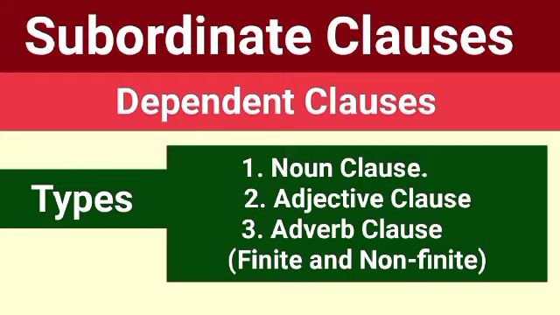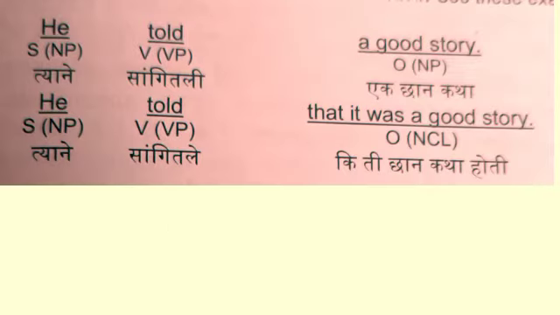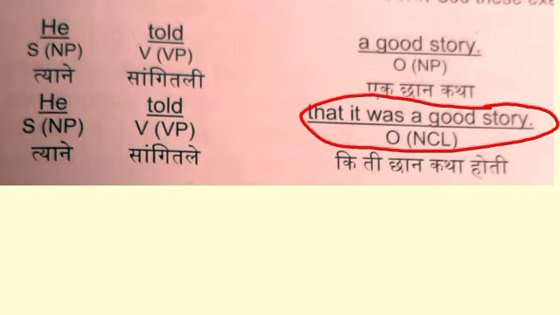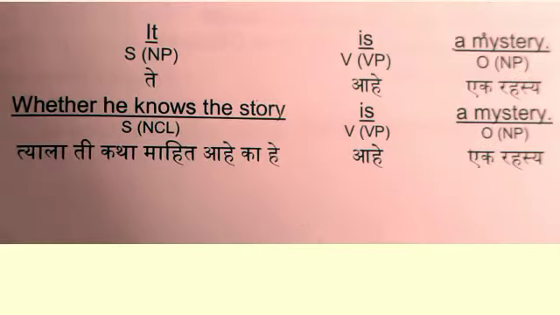For example, there is a sentence, he told a good story. Now, in this sentence, you will find that he is a subject, told is a verb, and a good story is a noun phrase. Now, let us look at another sentence written otherwise. He told that it was a good story. The sentence he told that it was a good story has a subordinate clause in it. Because he is the subject, told is a verb, and that it was a good story functions as the object in this sentence.